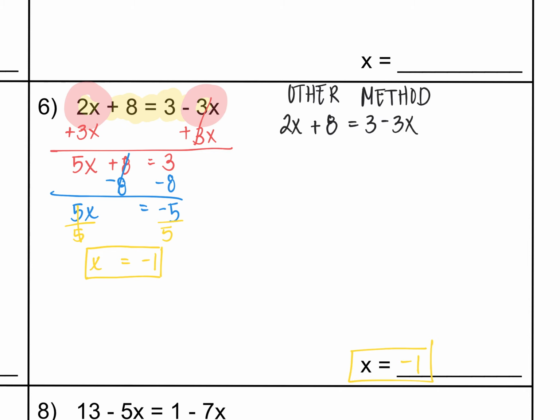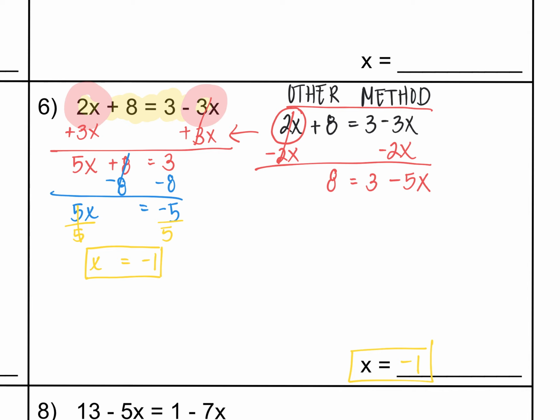Now, I want to show you that there is another method to do this problem and still get the same answer. In this problem, we had added 3x on both sides. So what if, instead of adding 3x on both sides, I get rid of this 2x by subtracting 2x on both sides? If we do that, then the 2x goes away, and then I have 8 equals 3. Negative 3x minus 2x is negative 5x. So now we have 8 equals 3 minus 5x.